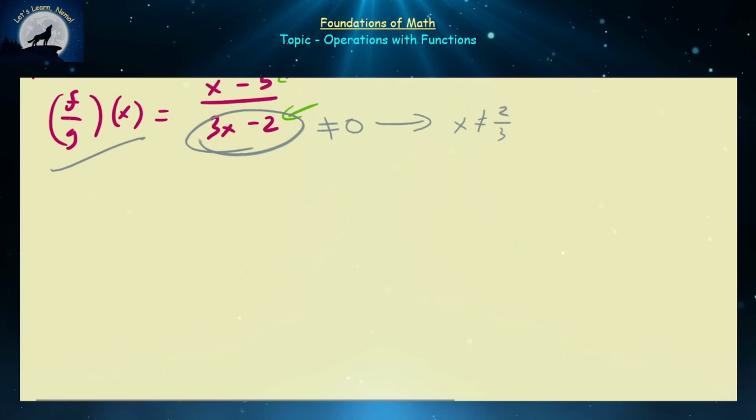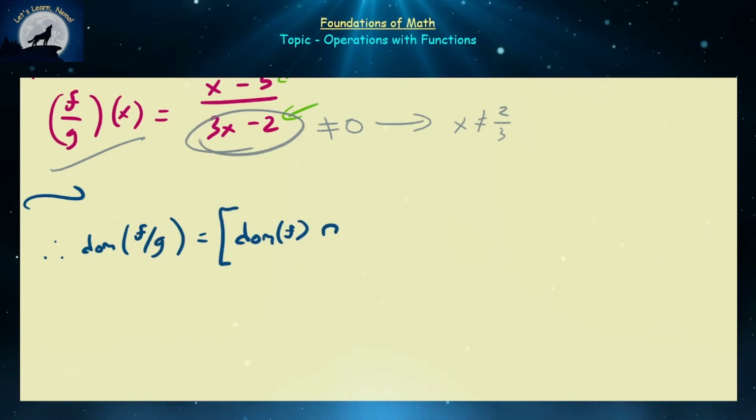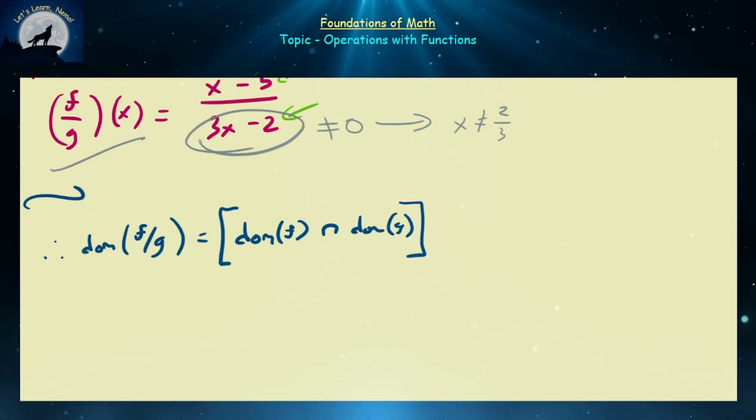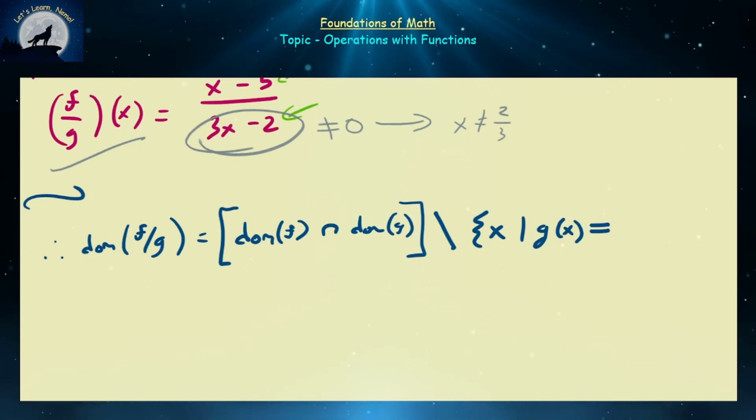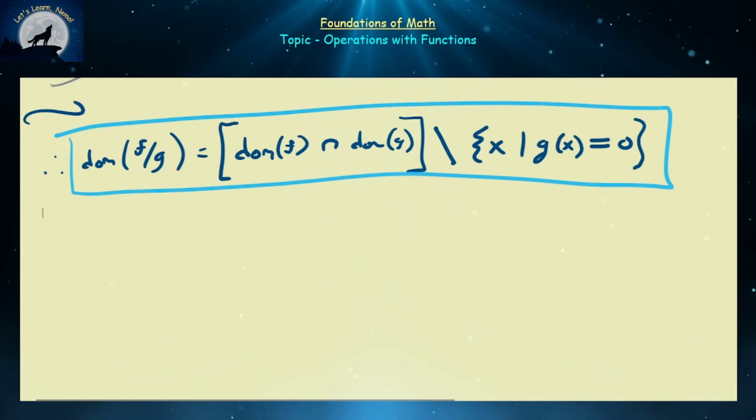So using that logic, what would the domain of the quotient be? We can see that the domain of the quotient of two functions, f over g, would be equal to the domain of f intersection with the domain of g, because both things need to be evaluatable, and we need to remove the set of all values x such that g of x is equal to 0. And that would be the general expression for the domain of the quotient. So that's how you would analyze the domain of the sum, difference, product, and quotient.